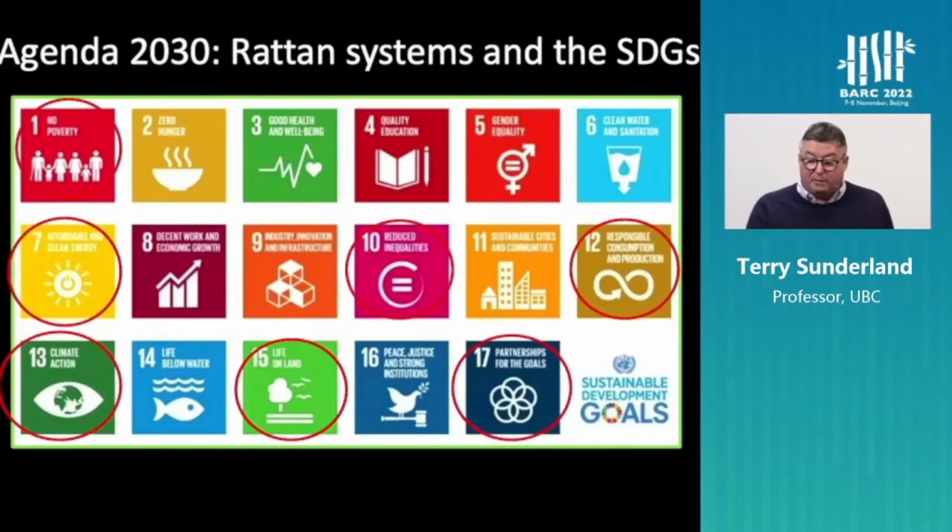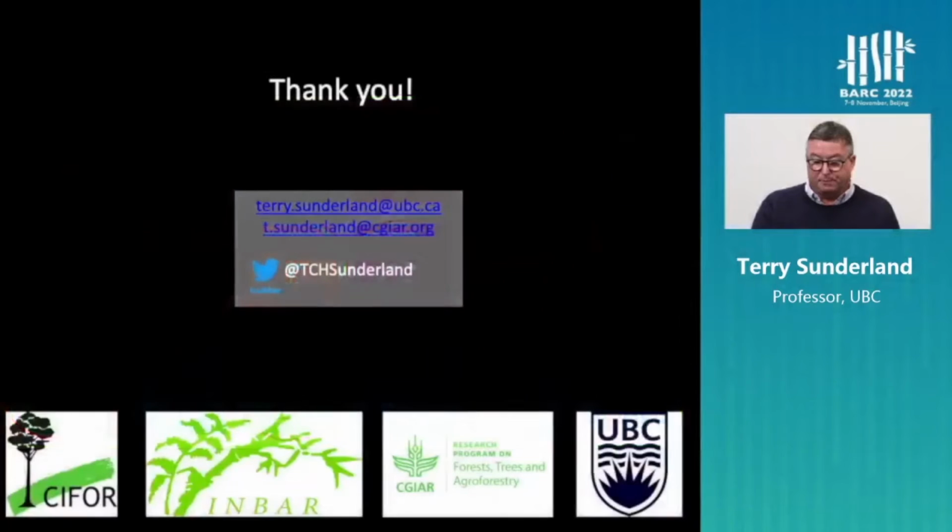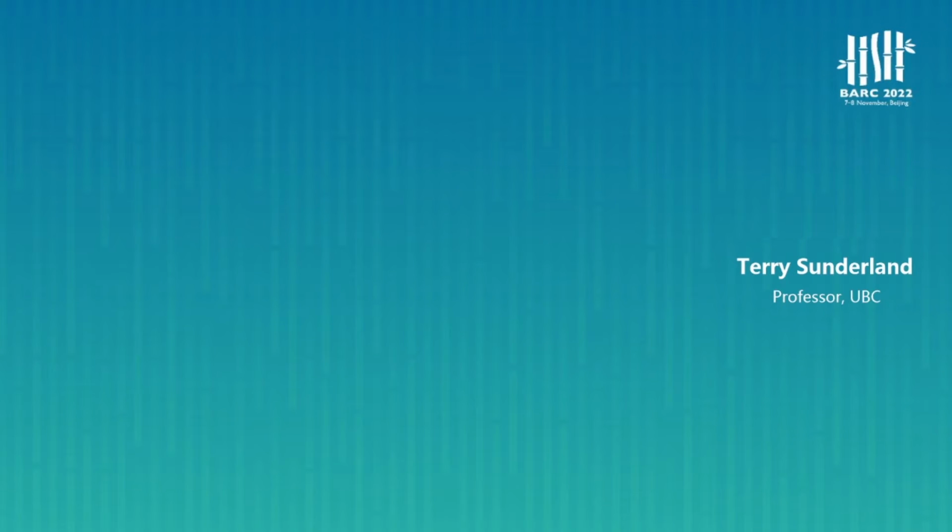So rattan systems and the SDGs: we can see there are very strong links, hence the red, with many of the SDGs, particularly reducing poverty, life on land, climate action, etc. And they also contribute to many of the other SDGs, in zero hunger, the nutritional value, and people are able to generate income to purchase food from markets, responsible consumption and production, etc. So these kinds of resources can contribute significantly to sustainable development overall. And at that point, I will finish, and thank you very much for your attention, and I look forward to taking any questions.